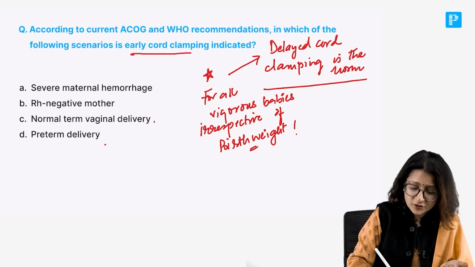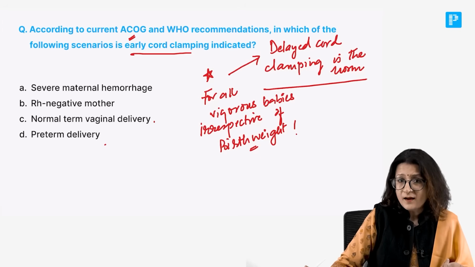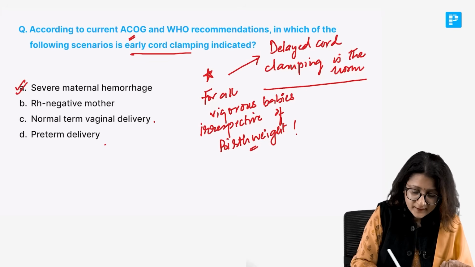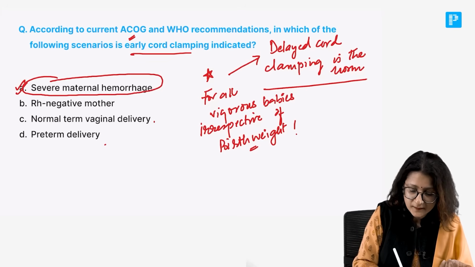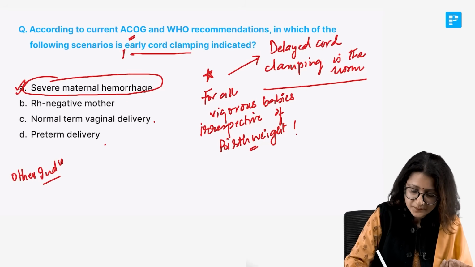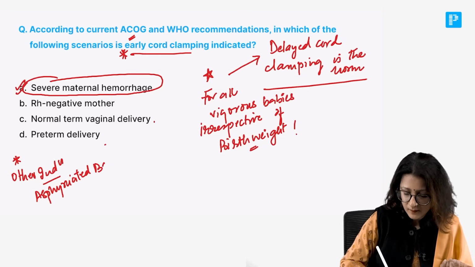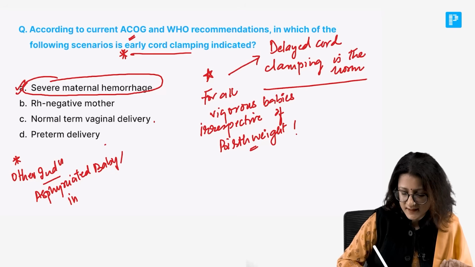And the other indication of early cord clamping is when the baby is asphyxiated. So one is severe maternal hemorrhage. That is your answer here. The other indication for early cord clamping is an asphyxiated baby, or a baby in need of resuscitation.